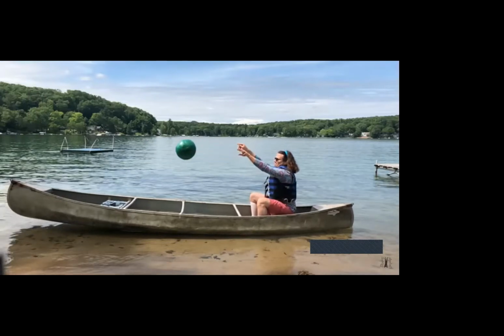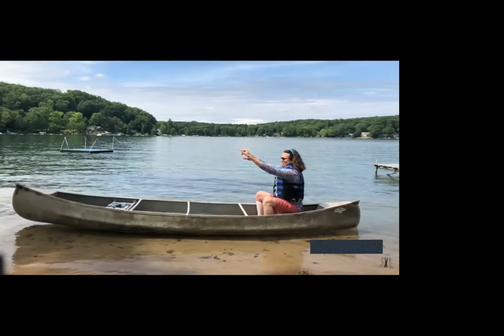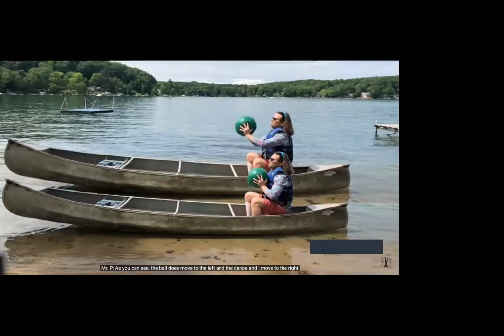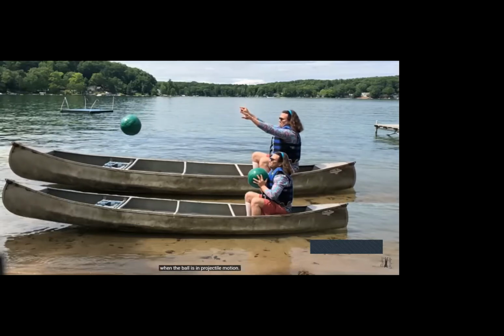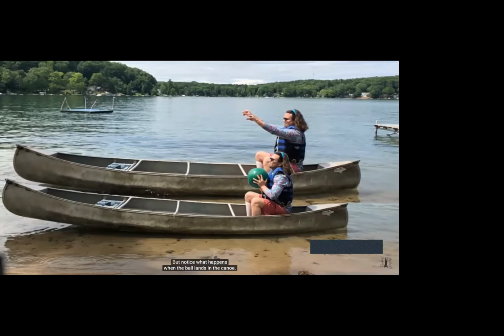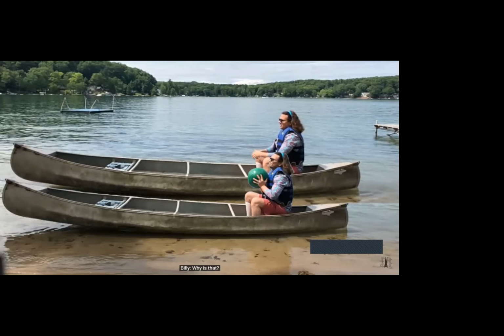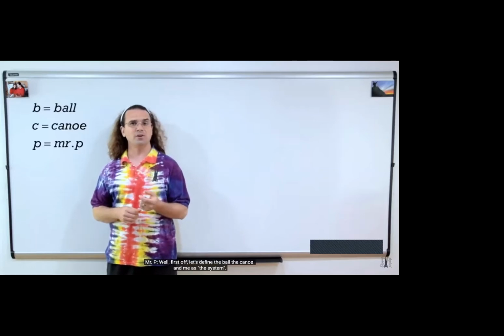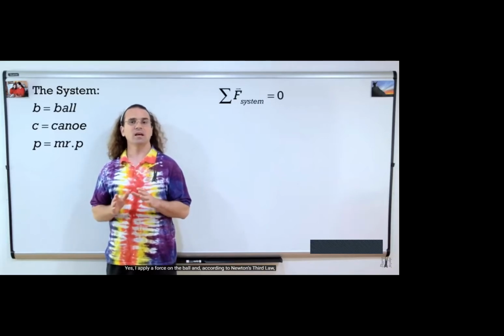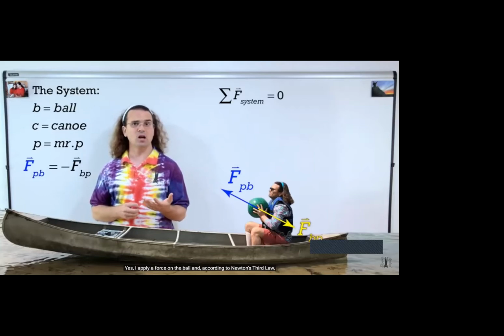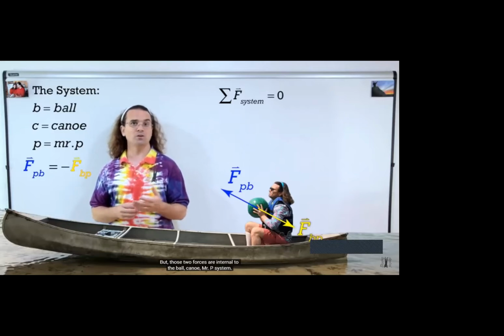Okay, let's watch what actually happens. As you can see, the ball does move to the left, and the canoe and I move to the right when the ball is in projectile motion. But notice what happens when the ball lands in the canoe. Everything stops moving. Why is that? Well, first off, let's define the ball, the canoe, and me as the system. Notice that the net external force acting on the system is 0. Yes, I apply a force on the ball, and according to Newton's third law, the ball applies an equal but opposite force on me. But those 2 forces are internal to the ball, canoe, Mr. P system. Therefore, there is no net external force acting on the system.